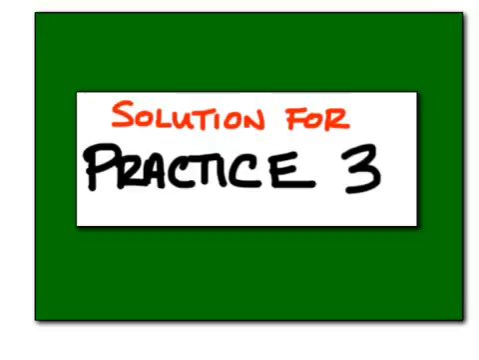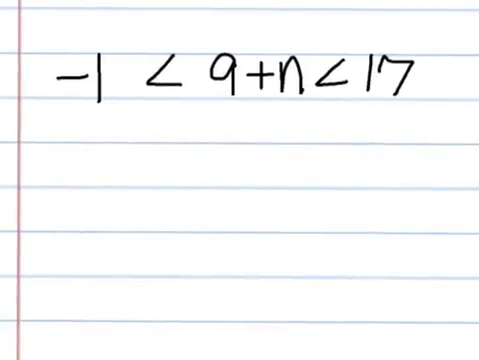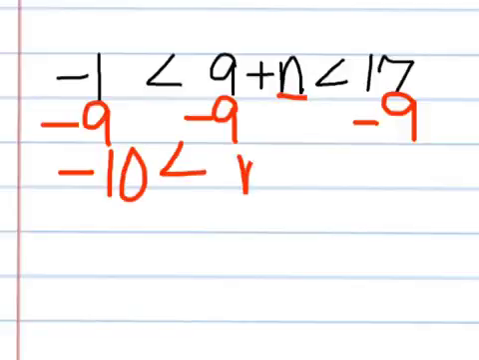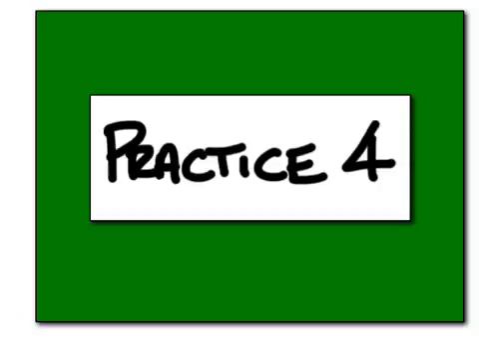Alright, answer for this one should be 9. Practice problem solution. Okay, we have negative 1 is less than 9 plus n, which is less than 17. We want to get our n, which is our variable, by itself. What do we need to do? Subtract 9. If we subtract 9 from the middle, we're going to need to subtract 9 from the left and from the right. Negative 1 minus 9 is negative 10. Bring down our inequality. In the middle, we should just have n. Bring down our other inequality on the right. 17 minus 9 should be 8. This should be our final answer.